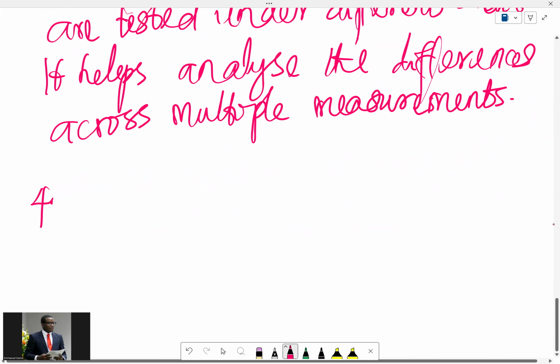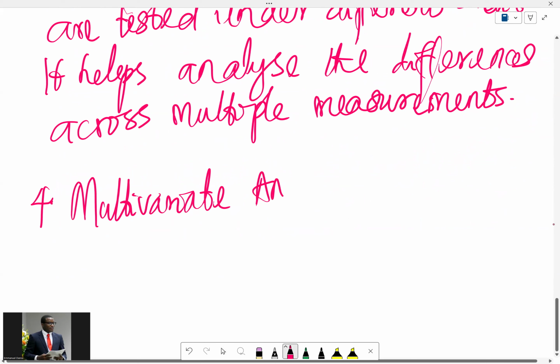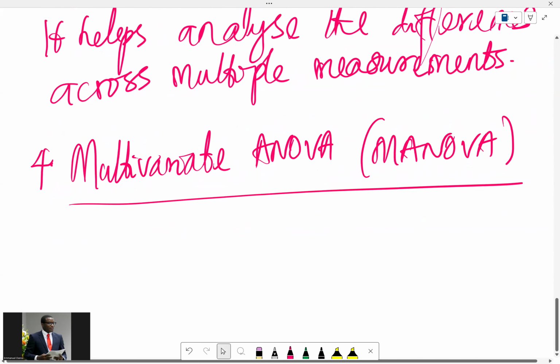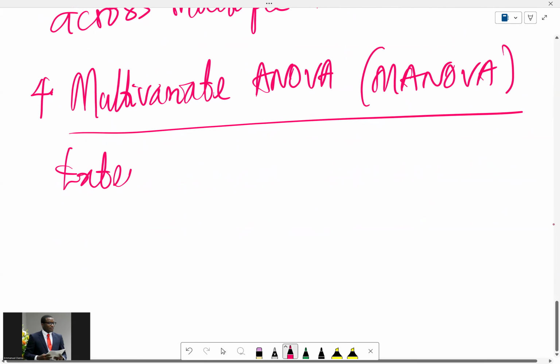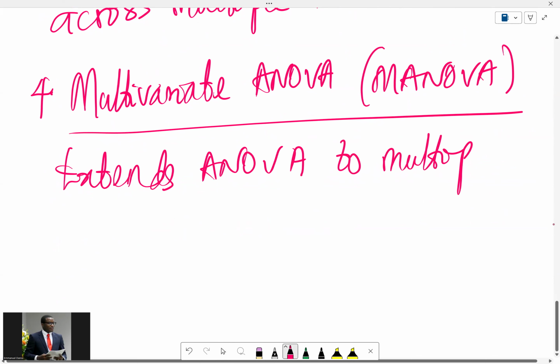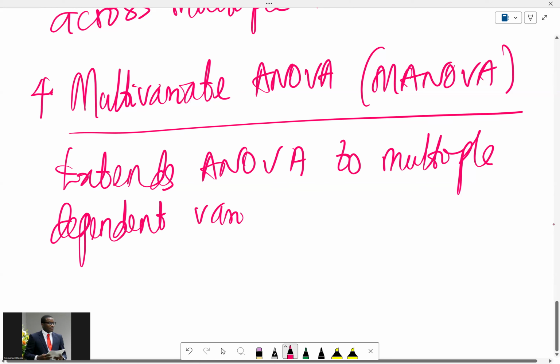And we have the fourth one, which is called the multivariate ANOVA. You can call that MANOVA. And what does that do? It extends ANOVA to multiple dependent variables. So you're no longer looking at just one dependent variable.